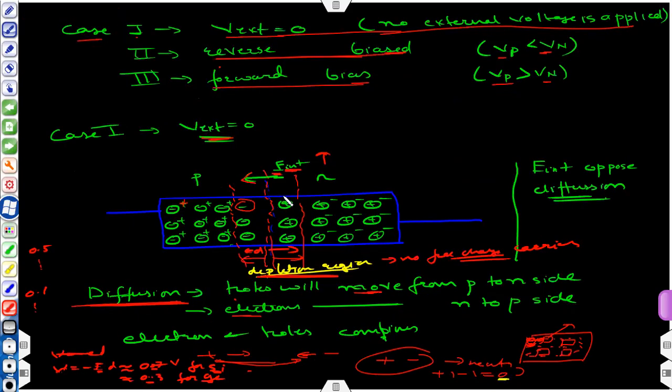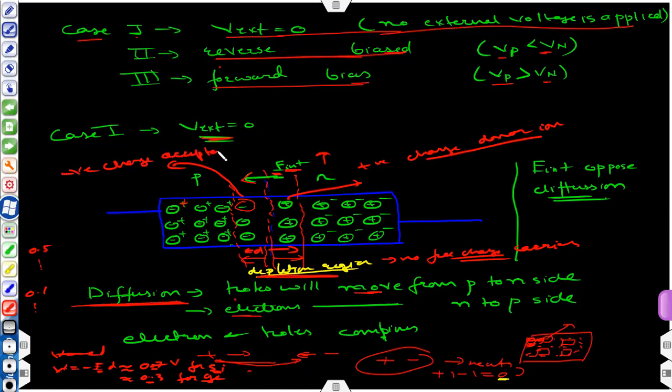This is not positive charge. This is a positively charged donor ion, and this is a negatively charged acceptor ion. They are fixed.